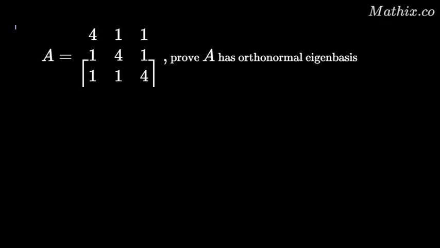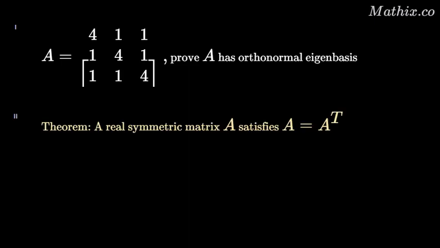We start with matrix A given as a 3 by 3 matrix with entries 4, 1, 1 in the first row, 1, 4, 1 in the second row, and 1, 1, 4 in the third row. The goal is to prove that matrix A has an orthonormal eigenbasis, meaning a set of eigenvectors that are mutually orthogonal and of unit length.